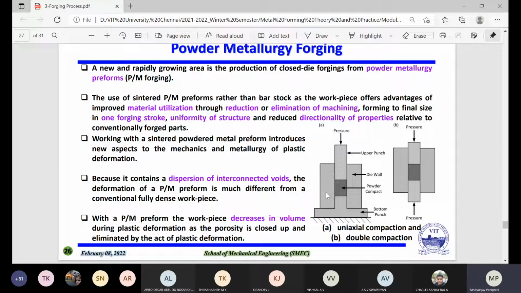Uniaxial means one side is fixed and on one side you are giving the force or the pressure. You can see here the bottom punch is fixed. But you are applying the force on the top side, and your powder material is here. This is the die wall, and this is the upper punch. But if you see the double compaction, that means you are applying two forces, from the top and from the bottom.